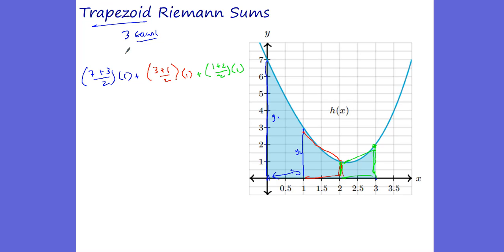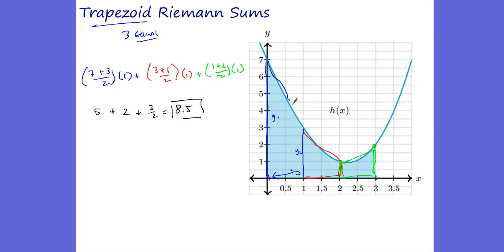And so now we can add all of these up. We got 7 plus 3, that's 10 divided by 2, that's 5 times 1, plus 3 plus 1, that's 4. 4 divided by 2 is 2 times 1. 1 plus 2 is 3, divided by 2 is 3 halves. And so what do I have? We have 5 plus 2 plus 3 halves, and we end up getting 8.5 is my area using this Riemann sum.